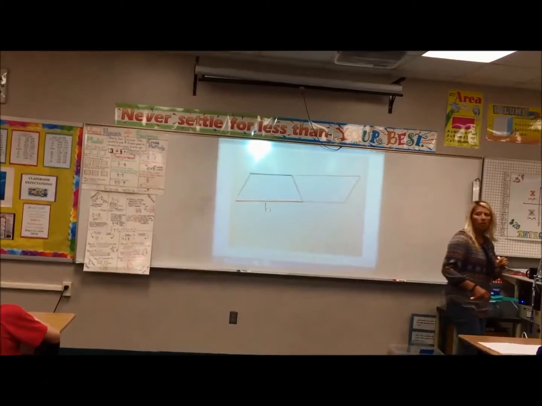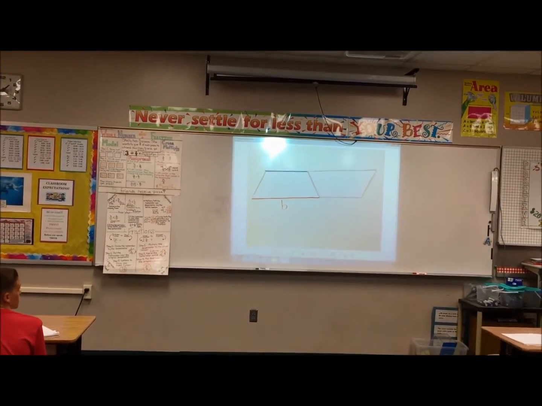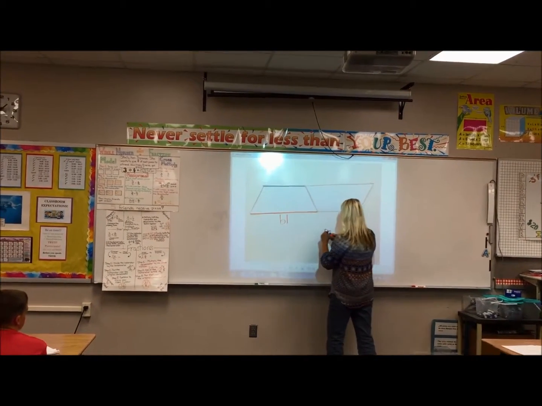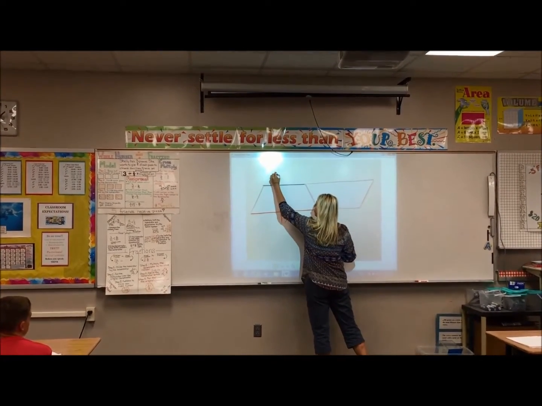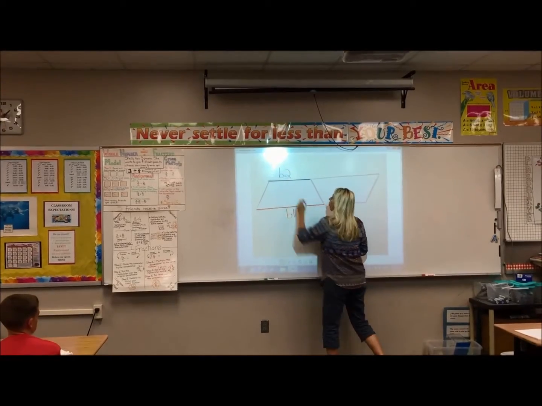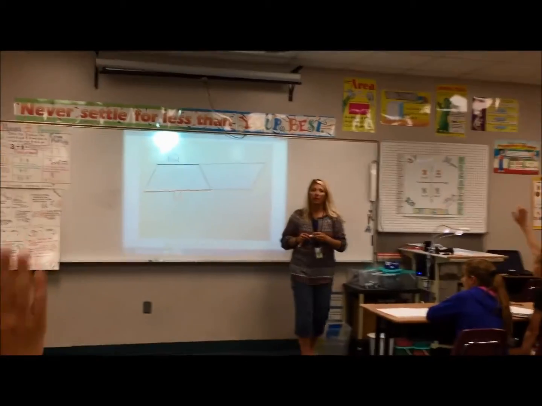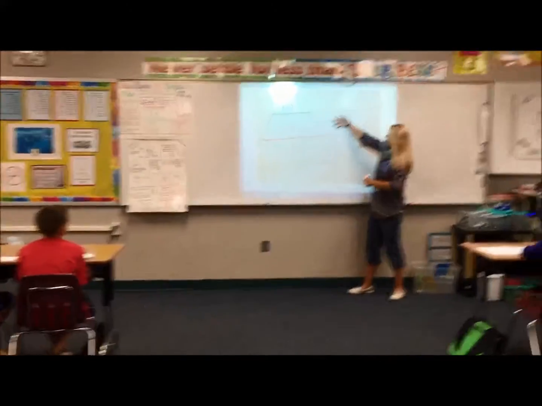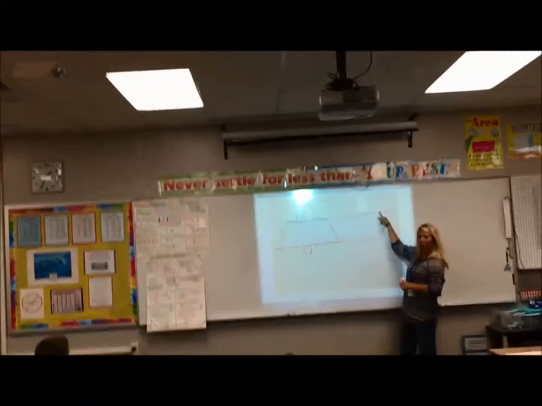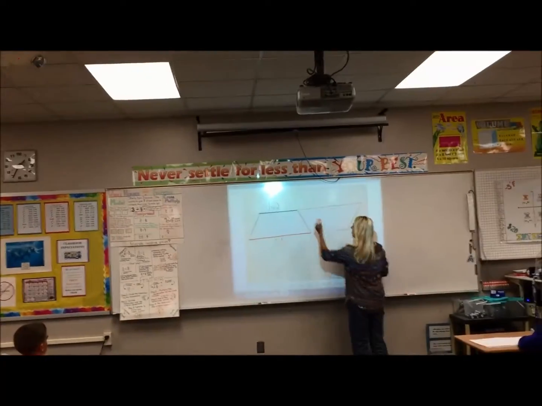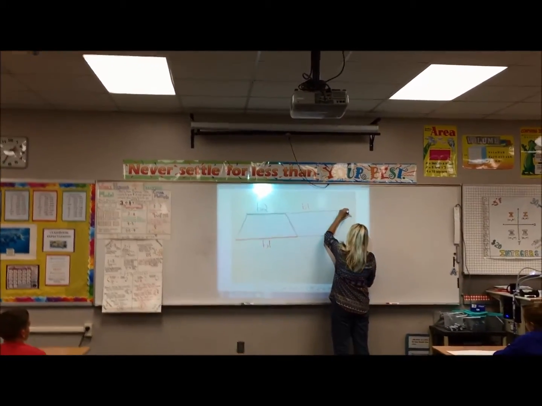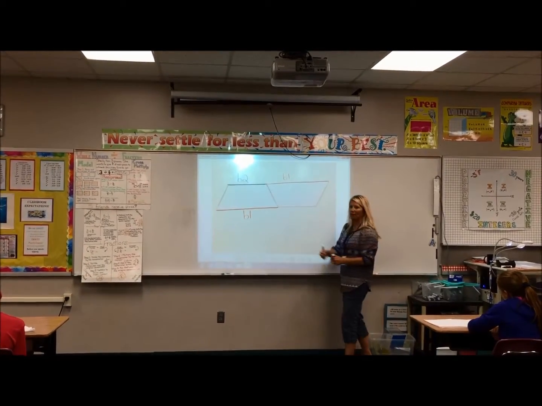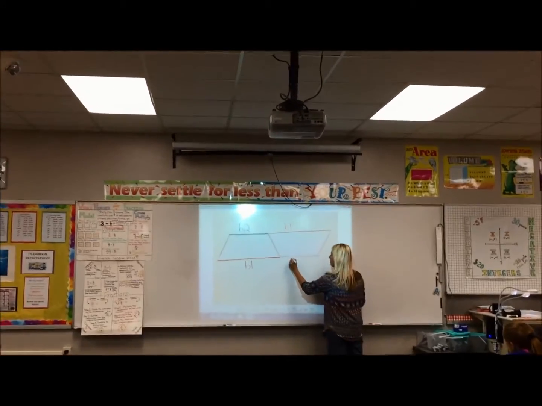No, it's base 2. We need 2 of them, don't we? Base 1 and base 2. So we'll do base 1 and base 2. What else do we need then? Let's talk about a parallelogram. So now that we flip this, what do we have up here now? Base 1. And what do we have down here? Base 2.